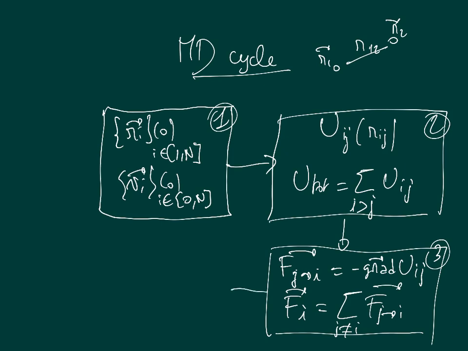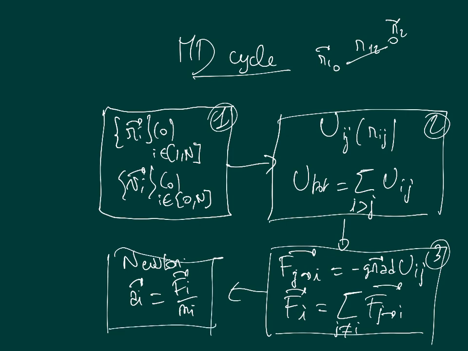The next step is, if you know the force, then you can apply Newton's law of motion. Why? Because if you know the force and if you know the mass of each atom, then you can say that the acceleration of each atom is given by the force divided by its mass. Okay, so this is Newton's law of motion. The force is equal to mass times acceleration. So if you know the force, you can calculate the acceleration.